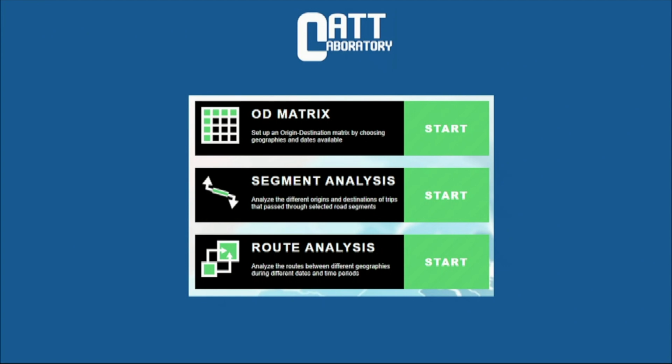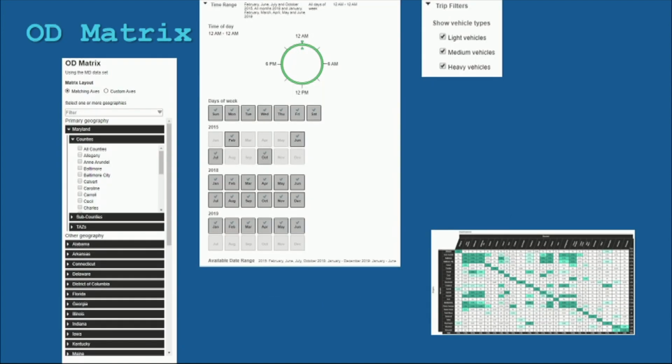Okay, so this is what we have so far. There are 3 different tools, and each tool is a different way of visualizing this information. I'm going to go through all 3 of those. The first one, OD matrix.